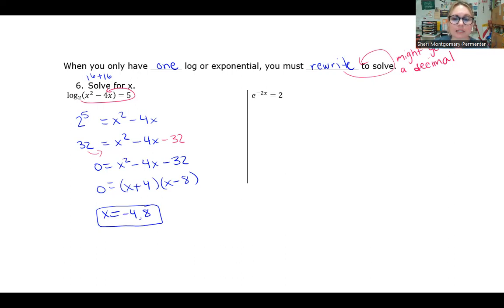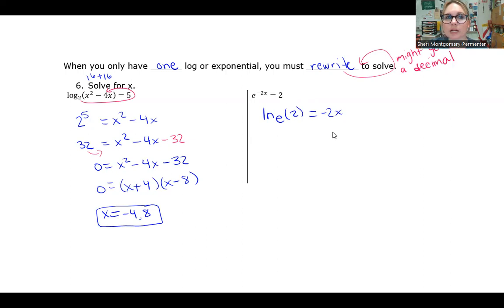And I know that this is going to be a natural log because it has a base of e. And I know that using the little swirly thing, it's going to be e. And then after the equal sign, I'm going to have -2x. So e to the -2x power is equal to 2. So 2 goes right here.